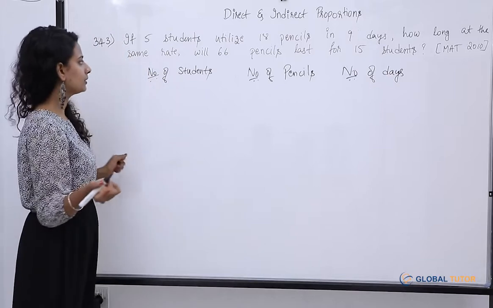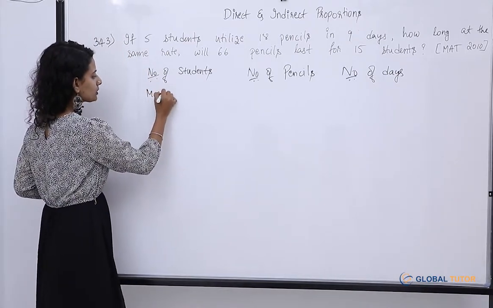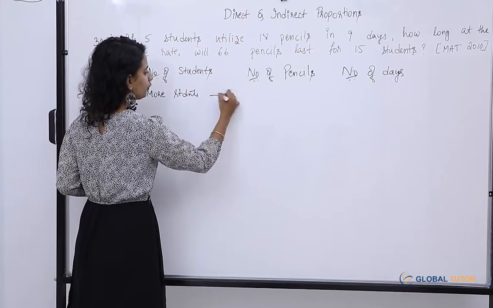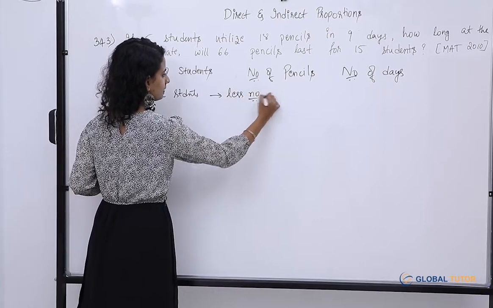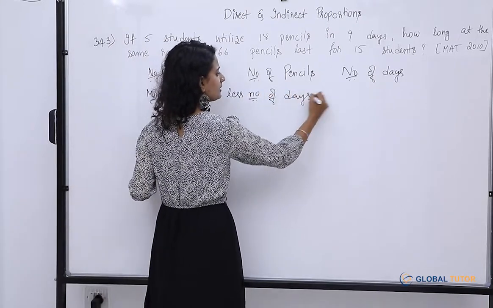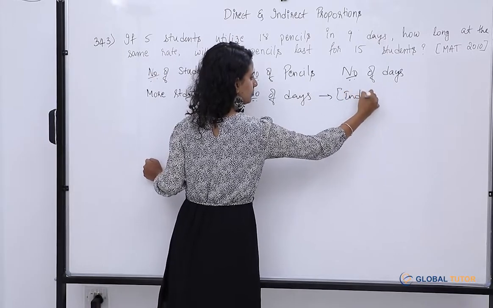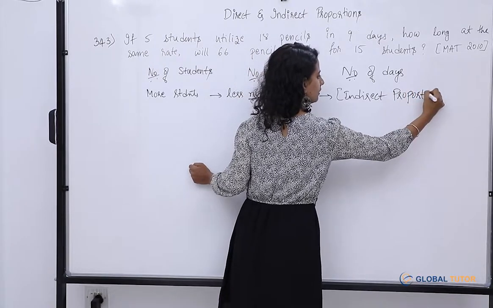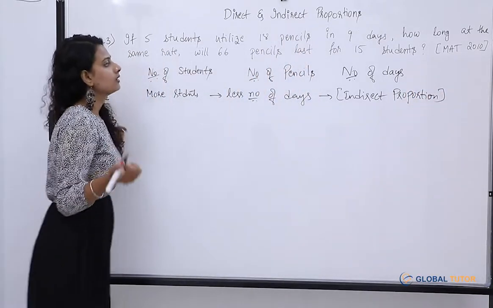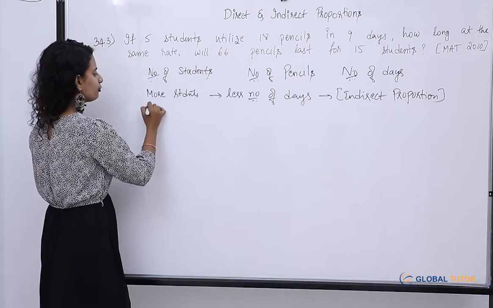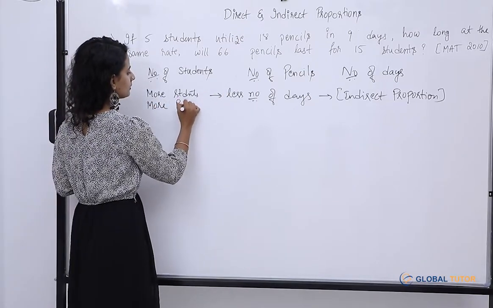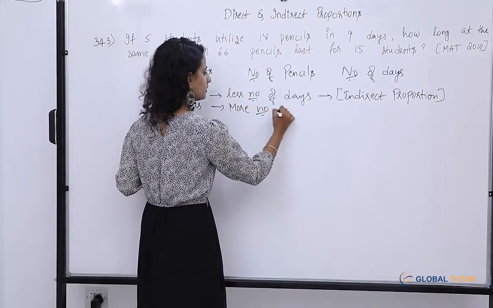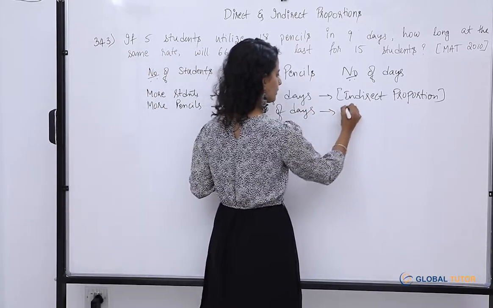What do you understand from here? If there are more number of students, then it will last for less number of days. Right? So this is an indirect proportion. If you have more number of pencils, then it will last for more number of days. So this is a direct proportion.